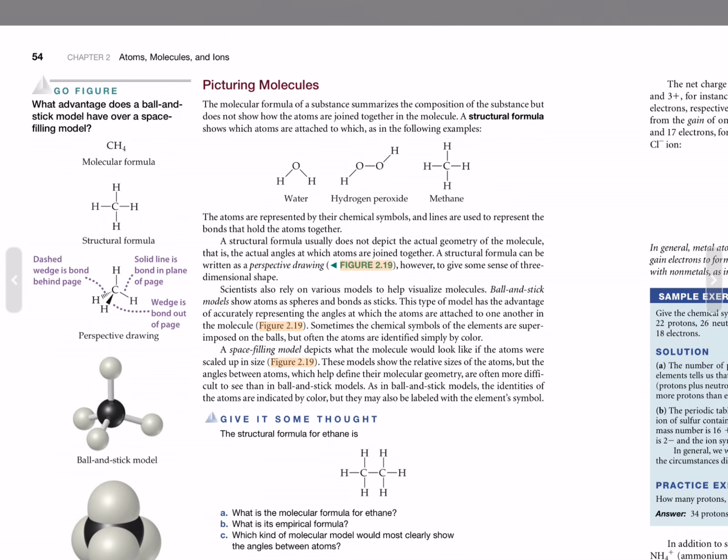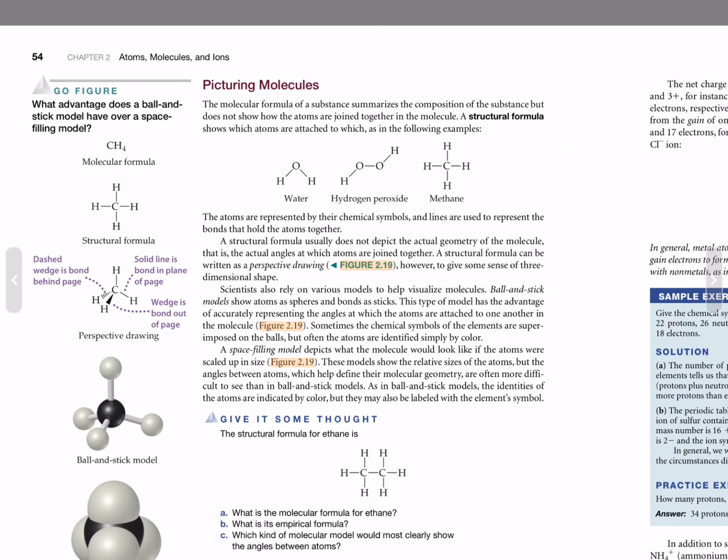Scientists also rely on various models to help visualize molecules. Ball and stick models show atoms as spheres and bonds as sticks. This type of model has the advantage of accurately representing the angles at which atoms are attached to one another in the molecule. Sometimes the chemical symbols of the elements are superimposed on the balls, but often the atoms are identified simply by color.